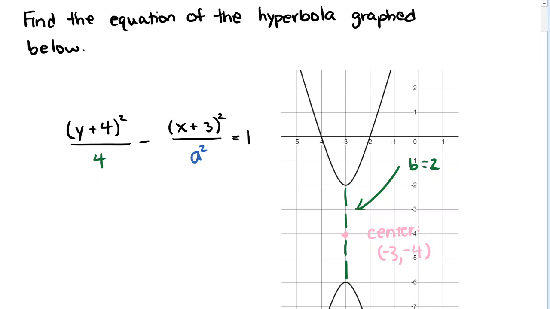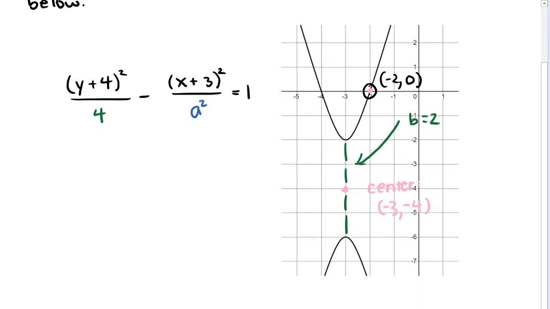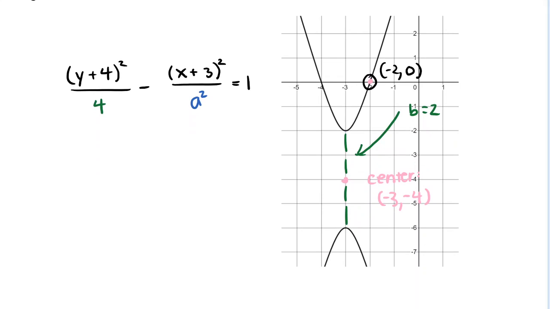And so how do we find the value of a? Well, for any graph, the points on the graph should satisfy the equation of the graph. So if I look at this point, -2, 0, -2 for x, and 0 for y, when I plug it into our equation, it should make the equation true. That's what it means for the graph and the equation to correspond, is that points on the graph of the equation should make the equation true. And so let's plug this point in and expect it to be true, and let's see what a turns out to be. All right, so here we've got 0 for y, right? 0 plus 4 squared over 4 minus -2 plus 3 squared over a squared is equal to 1.